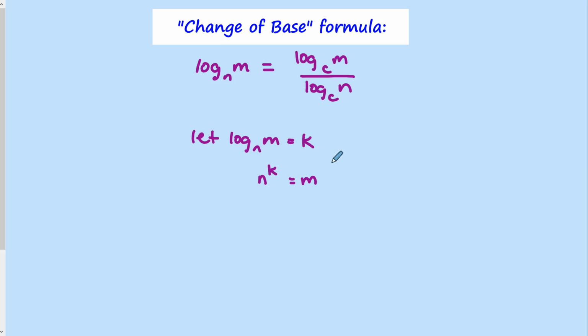And then suppose I decide to take the log of both sides. Now I can take the log base whatever I want. So suppose I choose log base c. Log base c of the left equals log base c of the right. Now why don't we use the property that we just proved, which was the power property, and we can bring this k out to the front. So now we have k times log base c of n is equal to log base c of m.